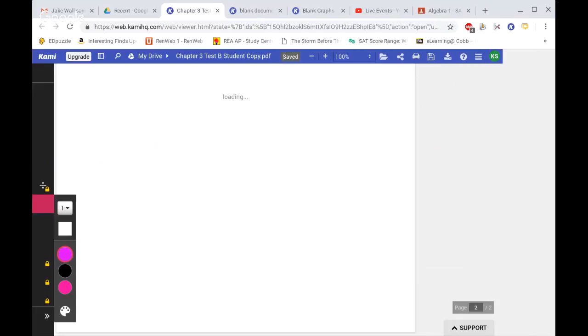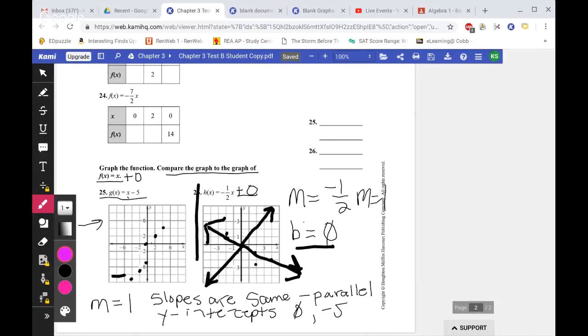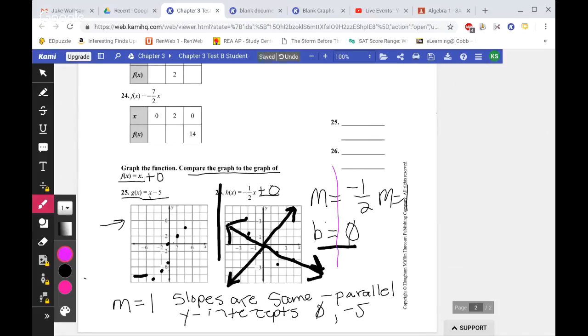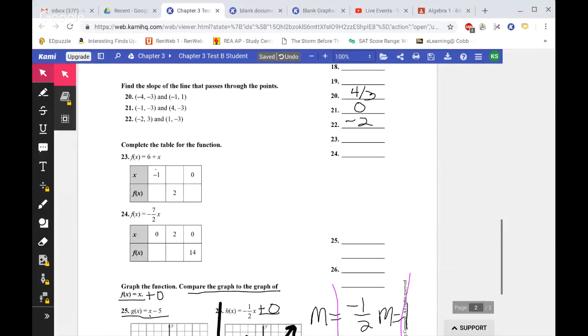So I could just put negative 2 as the answer? Yes, ma'am. Wait, for which one? This 22? Yes. Okay. I got -2 as well. Yes, that is the correct answer.